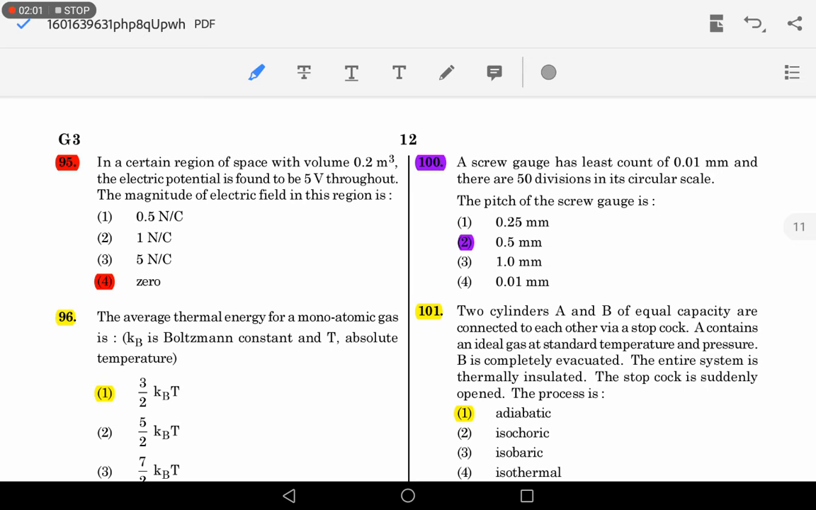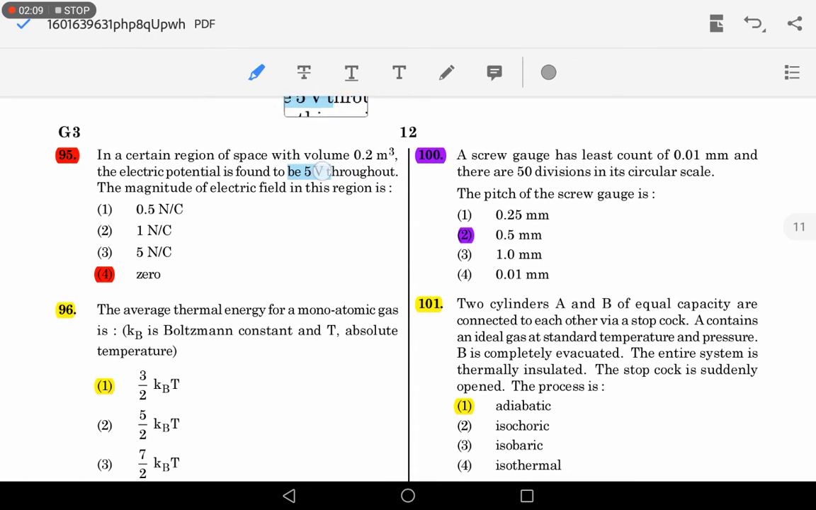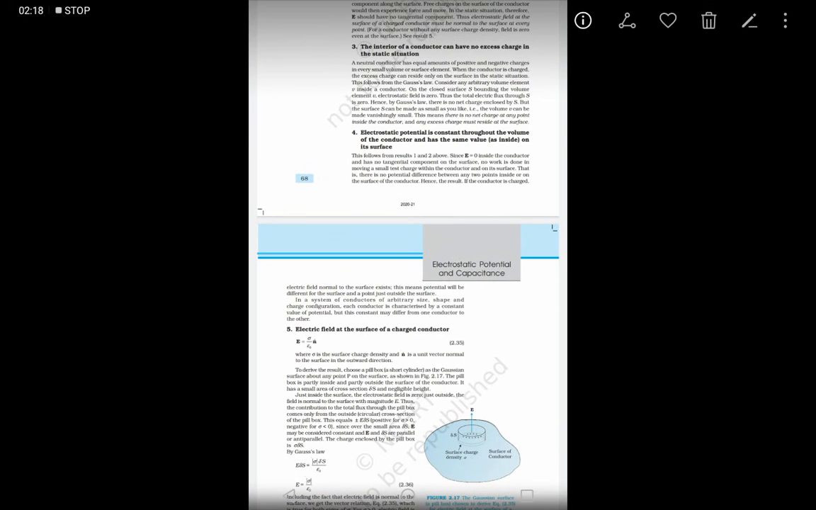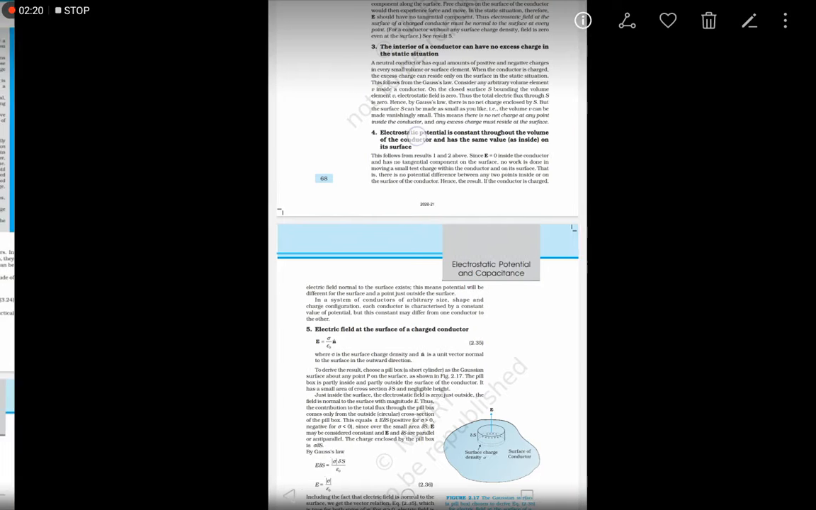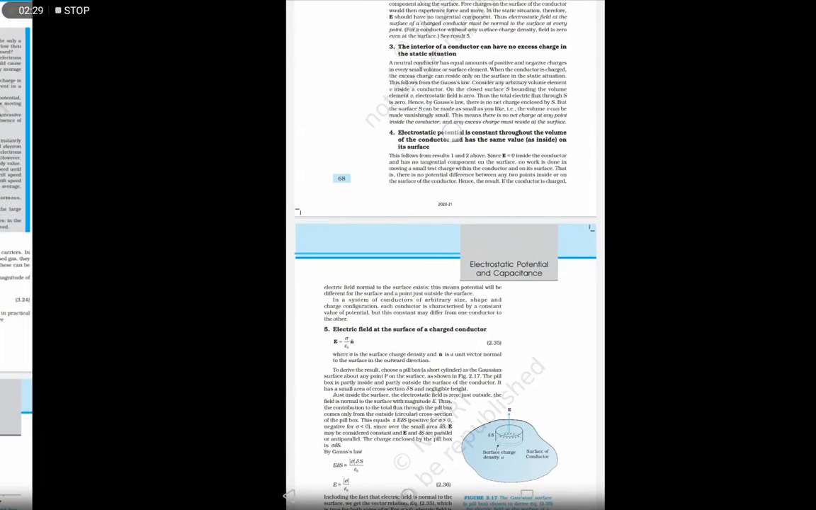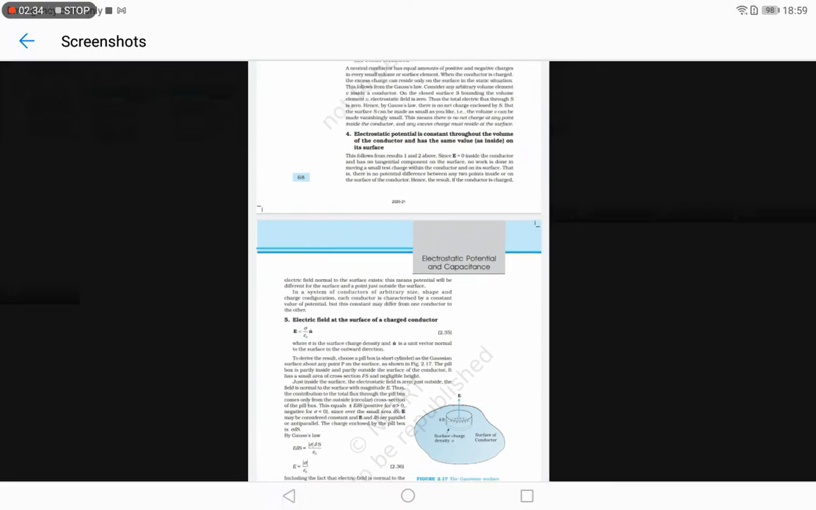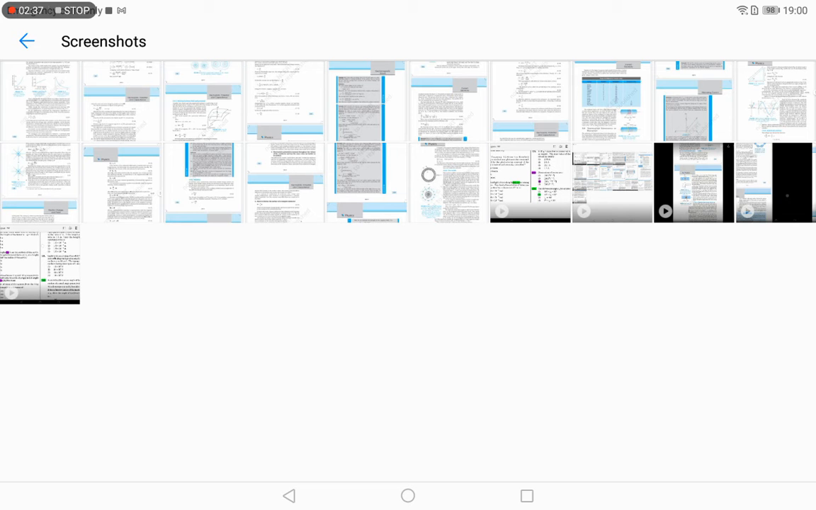In a certain region of space with volume 0.2 meter cube, the electric potential is found to be 5 volt throughout. So there is uniform potential throughout. The magnitude of electric field in this region is? So I would like to show you the electrostatic potential is constant throughout the volume of the conductor and has the same value on its surface. If the electrostatic potential is constant throughout, E is equal to 0. The vice versa is also possible, and there is also one more part.